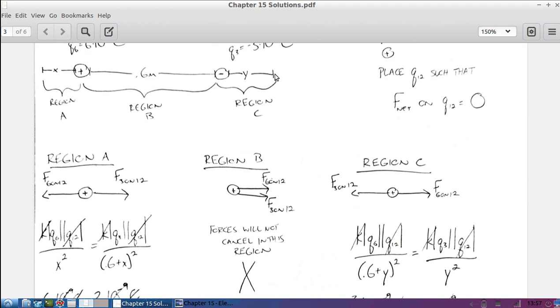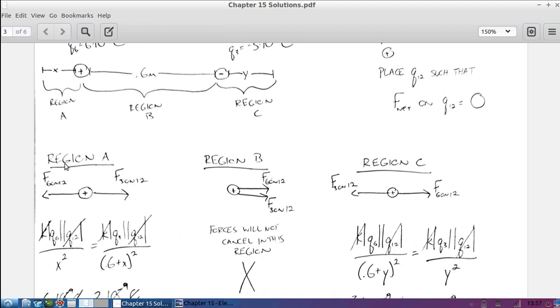Right, if I'm over here, I'm going to experience a repulsive force here, and I'm going to experience an attractive force due to the 3 nanocoulomb charge. So these are opposite directions. This is a possibility. Okay. So only one of these actually works. And spoiler alert, it's region C. And I'll show you why it's region C.